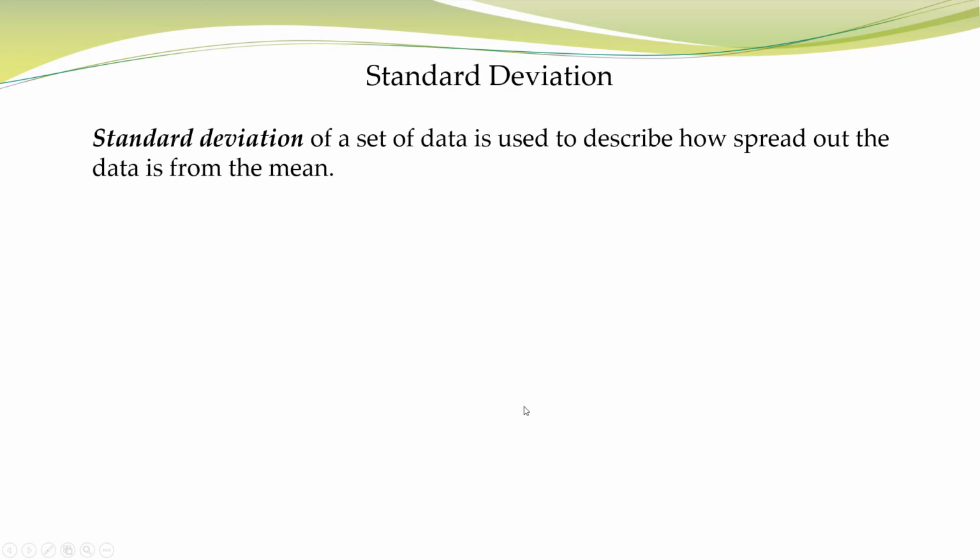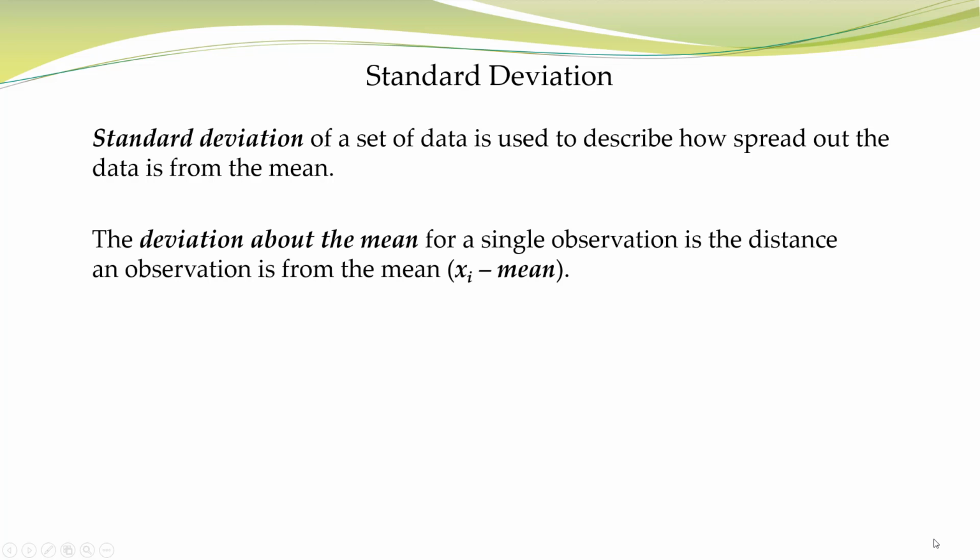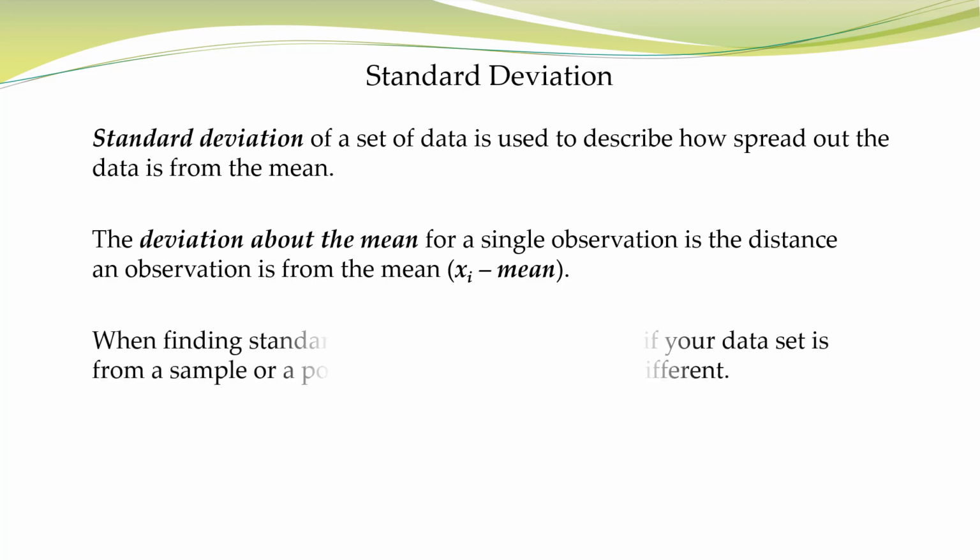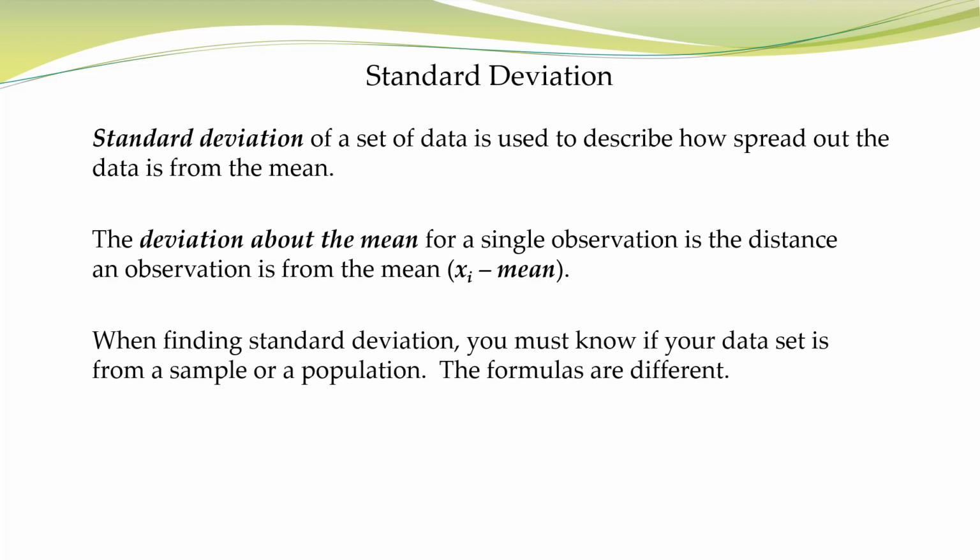Standard deviation of a set of data is used to describe how spread out the data is from the mean. The deviation about the mean for a single observation is the distance an observation is from the mean. So that's the individual value minus the mean, and that could be a positive or negative number. When finding standard deviation, you must know if your data set is from a sample or a population.